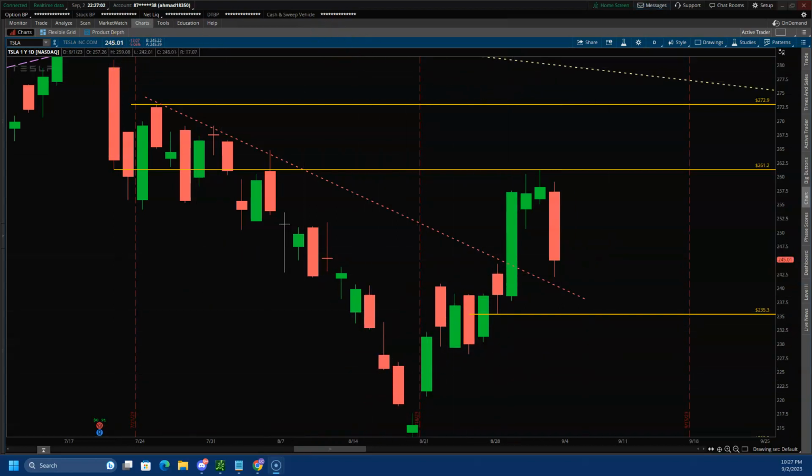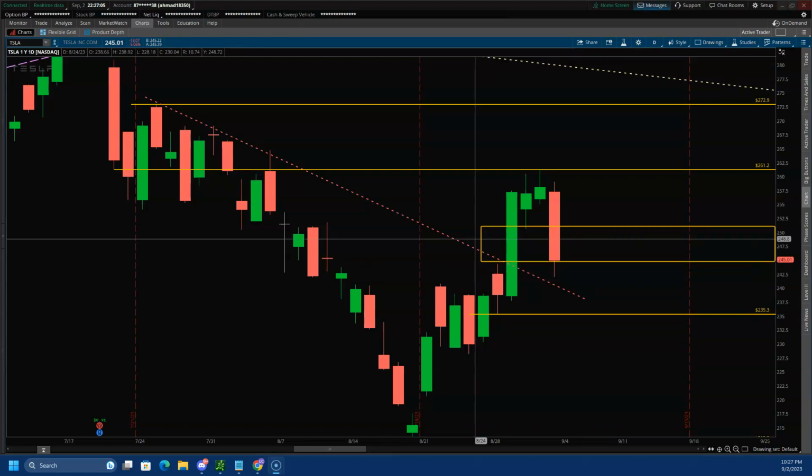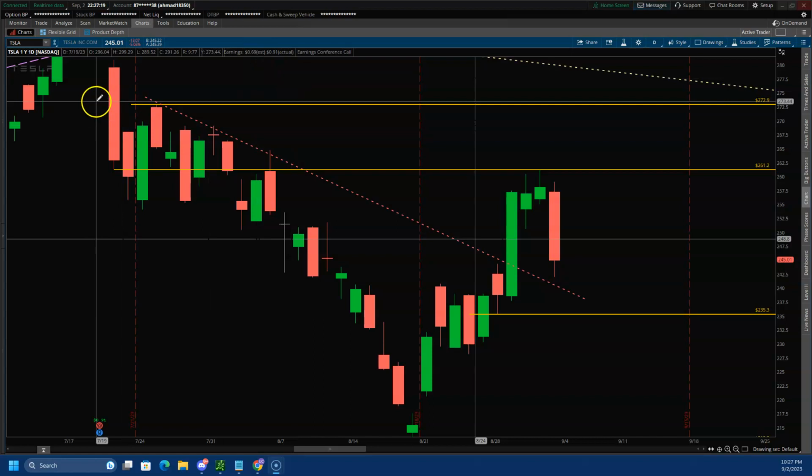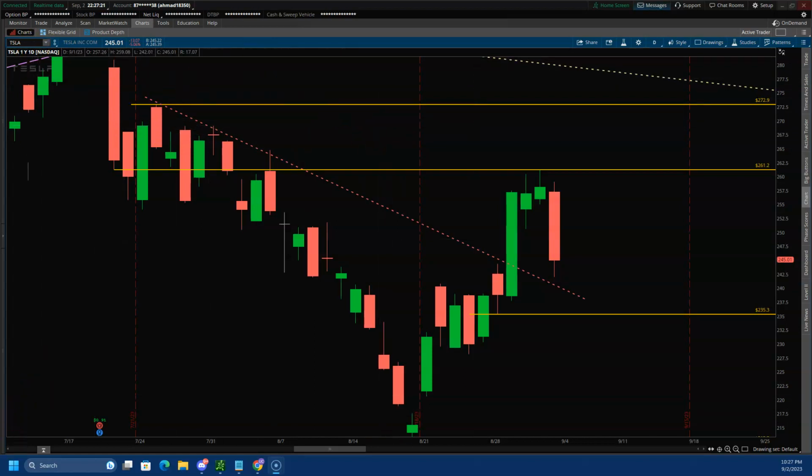But from an ICT perspective, this is your sort of fair value gap area, right? So it's right there. If it has to reverse from that concept, it really needs to get back from this level and just try to break above that. Well, we'll see what happens.